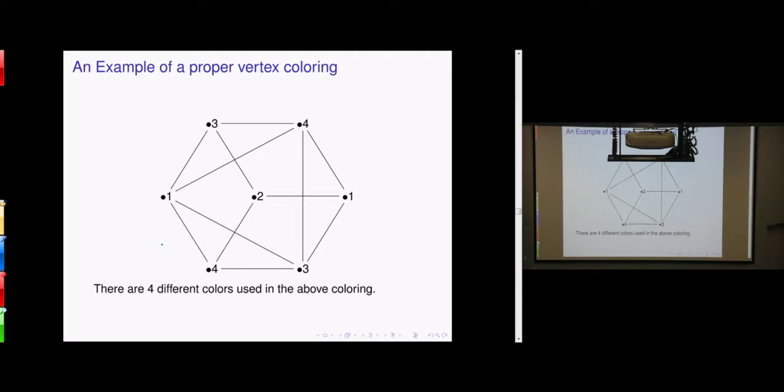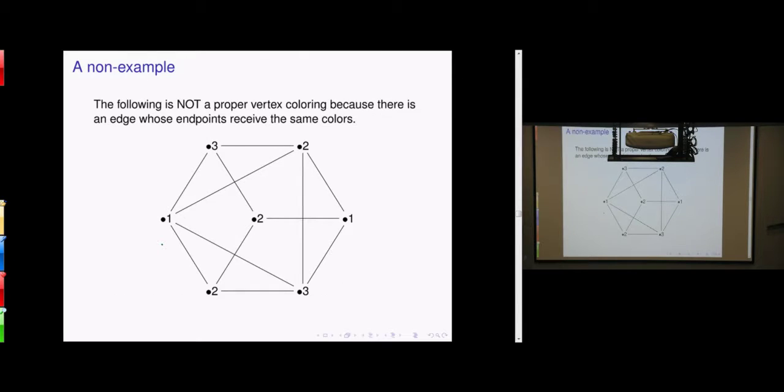For example, here, this guy I color with color 2. Then he has 3 neighbors, colored 1, 3, and 4. So it's fine. You can check the others. This is an example of a proper vertex coloring. There are 4 different colors used in the above coloring: 1, 2, 3, 4.